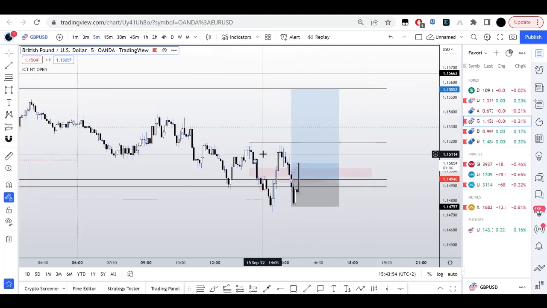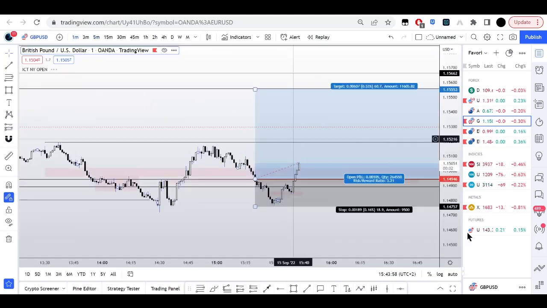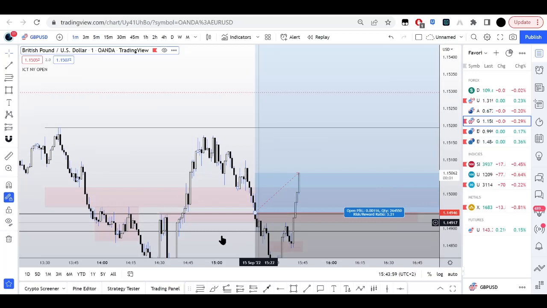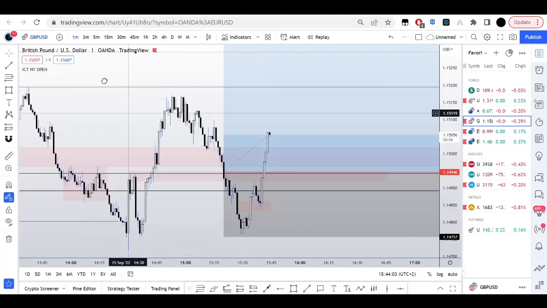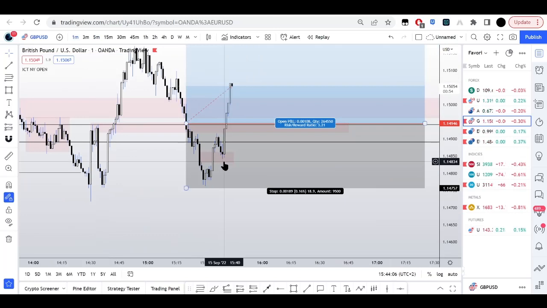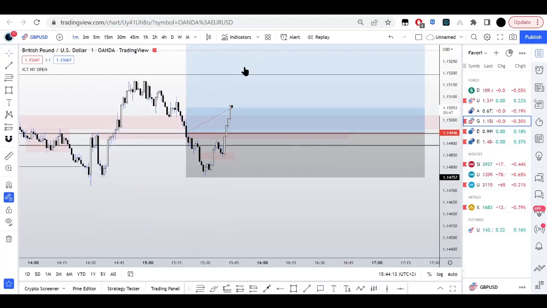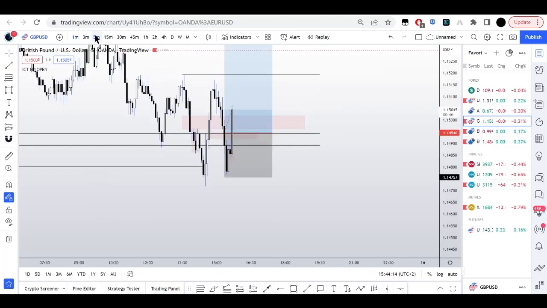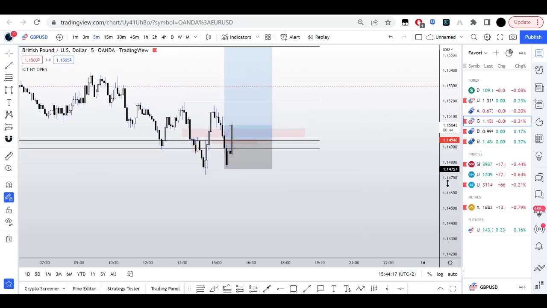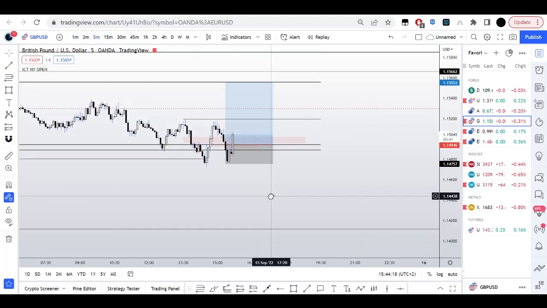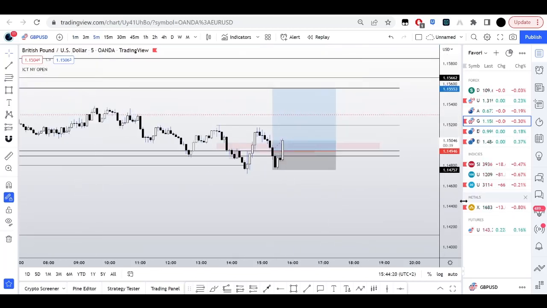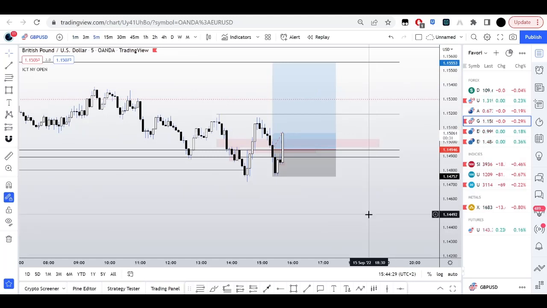Once we take out these highs right here, I'm gonna potentially move my stop. I'm gonna move my stop to this low right here, right? That low. So let's enjoy the show.